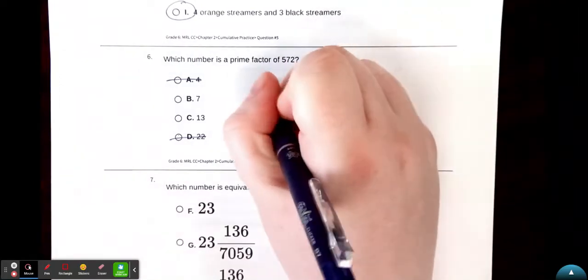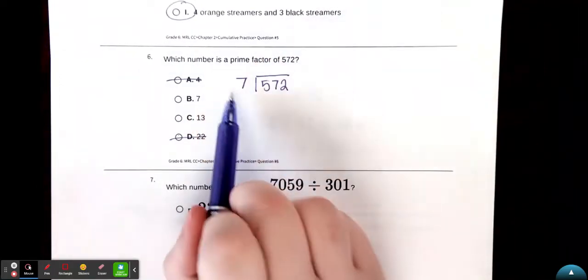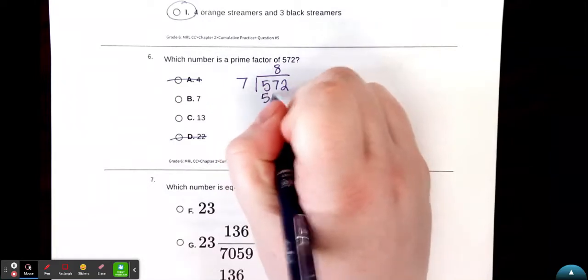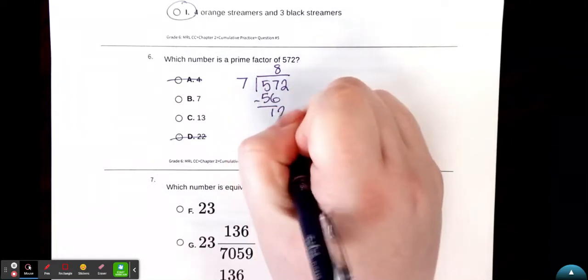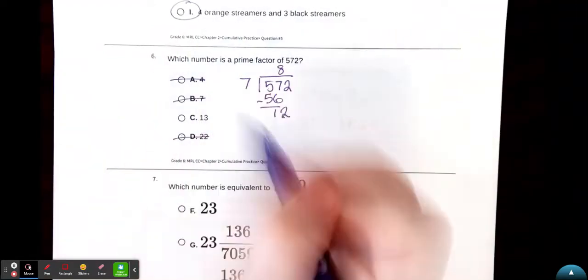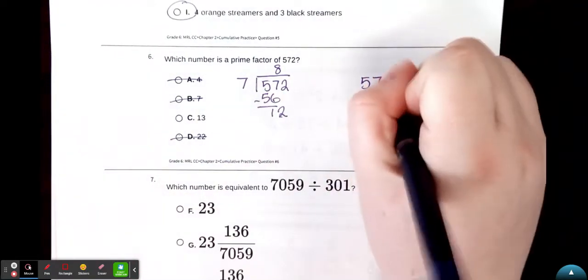So we'll do 572 divided by 7. 7 does not go into 5. 7 goes into 56 8 times. We subtract, we get 1, bring down the 2. 7 does not go into 12. So 7 will not work, which means that 13 is our answer, but just in case, let's try it.